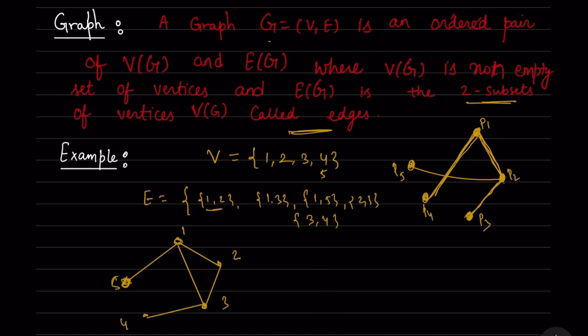So what the definition says is that a graph G = (V, E) is an ordered pair where V(G) is the set of vertices and E(G) is the set of edges, where V is a non-empty set of vertices and E(G) is a set of two-element subsets. The subsets 1 2, 1 3, 1 5, 2 3, 3 4 are called the edges. So this is an example of a graph.